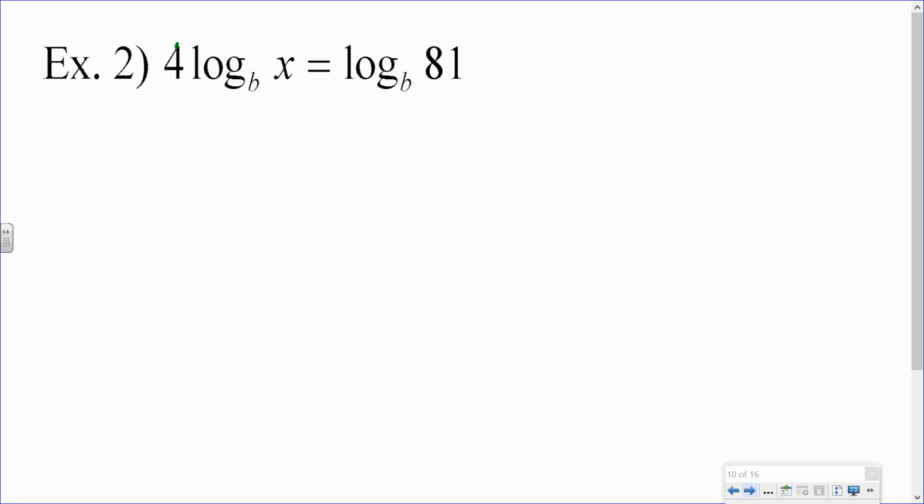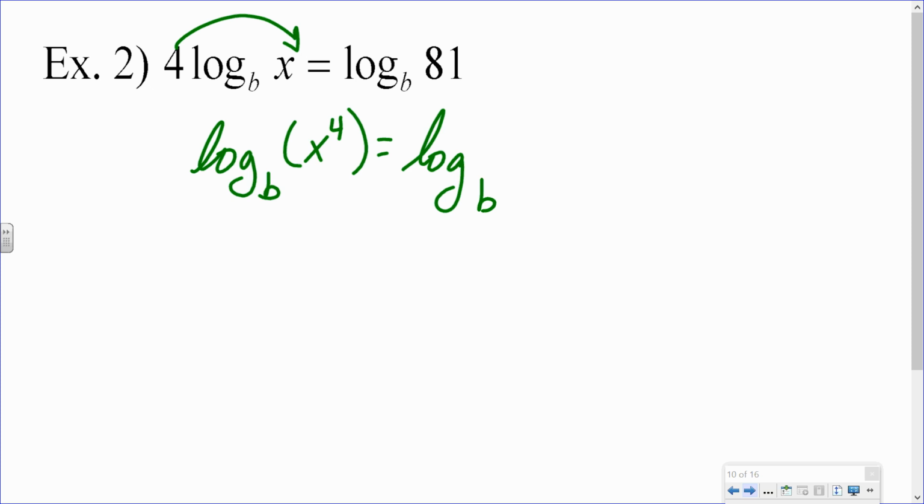Okay, I can let that 4 come over here as the exponent on that argument. So log base b of x to the 4th is log base b of 81. Now what? What can I do now? What can I do, Ryan?